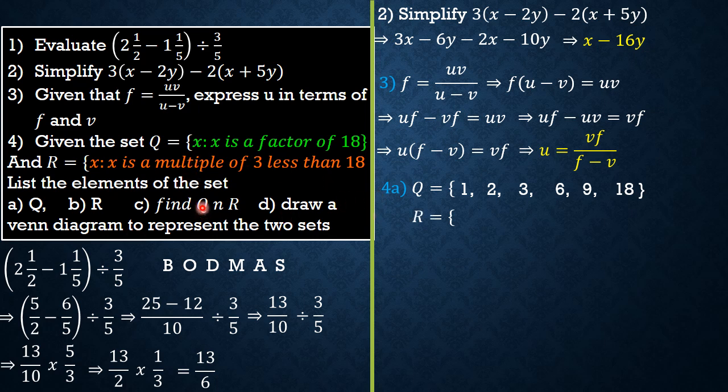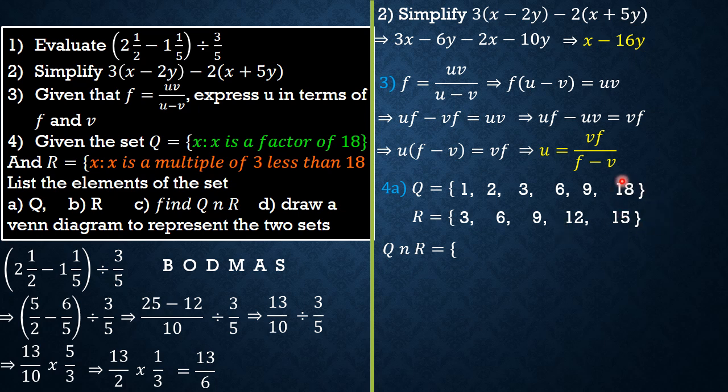Now the B part wants us to list the elements of the set R. The elements of the set R are simply going to be x such that x is a multiple of 3 less than 18, right? Now friends, when listing the multiples of any number, you have to start with that number itself. In this case, we are listing the multiples of 3, so we start with 3 and keep on adding 3. When we start with 3, we have 3. We add 3 again, we have 6. Adding 3, we have 9. Adding 3, we have 12. Adding 3 again, we have 15. When we add 3 again to 15, we have 18. But the question said multiples of 3 less than 18.